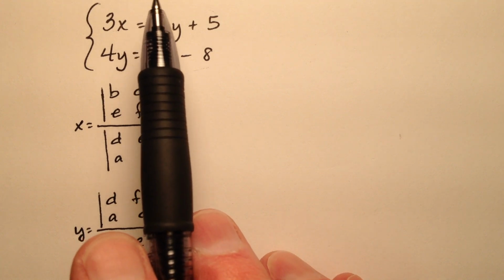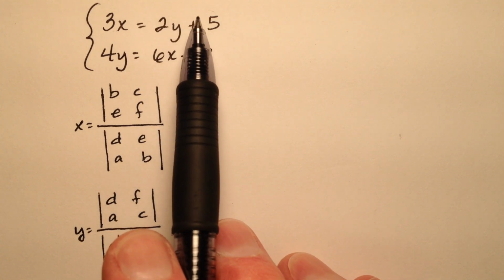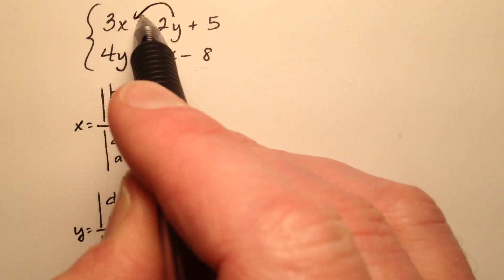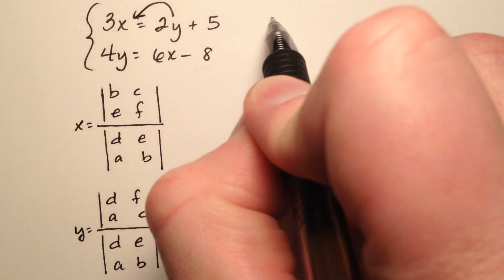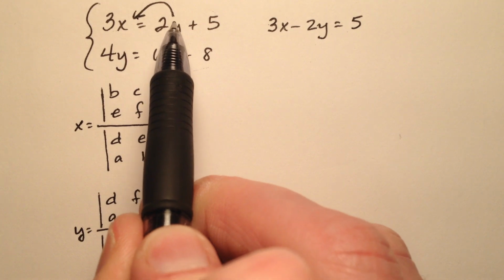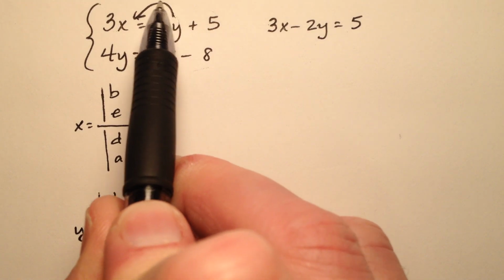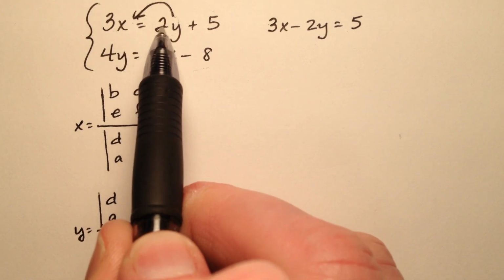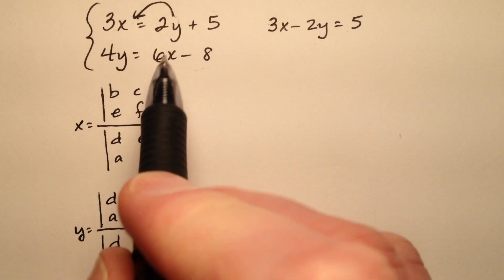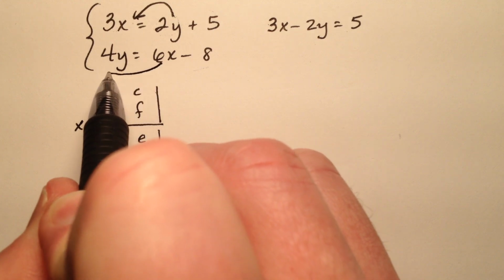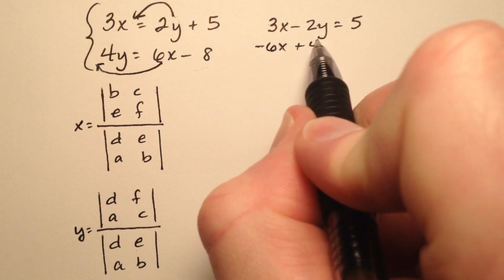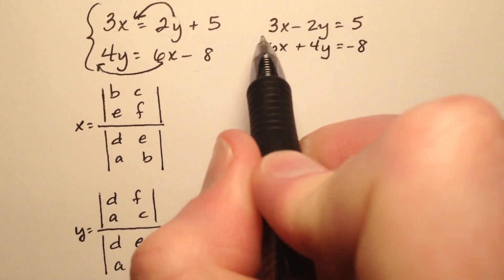So it needs to be an x and a y on my left side in that order, and then equals my constant, which means I need to take this 2y and dump it over there. So that will be 3x minus 2y equals 5. Because when I take the term from one side of the equation to the other, I change its sign, from positive to negative, hence the subtraction sign. On the right side, I need the 6x to be dumped over here in front, so it'll be negative 6x plus 4y equals negative 8.